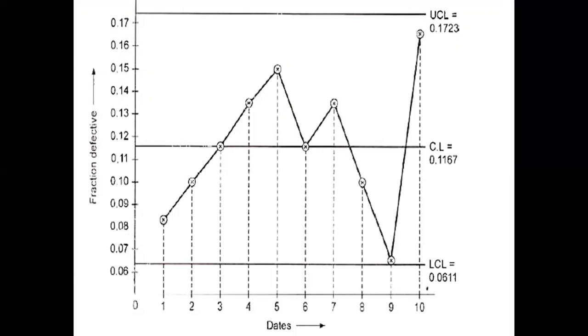Now, if any point exists above the UCL or below the LCL, such a process will be out of control. As you see from this graph, none of the points lie above the UCL or below the LCL respectively. So the process for this sample will be in control. In this way we can calculate the value of the prescribed specification or three limits for the P chart.